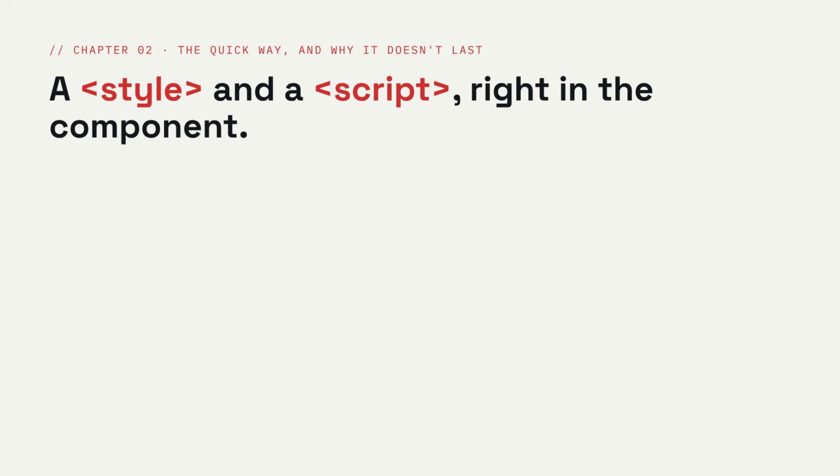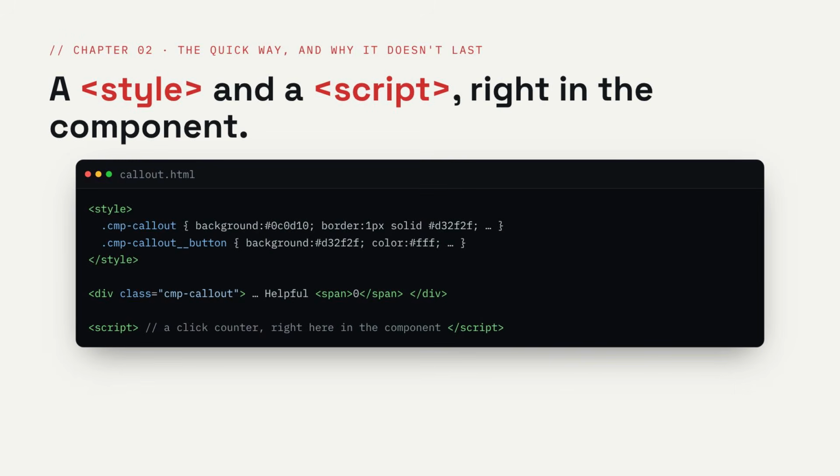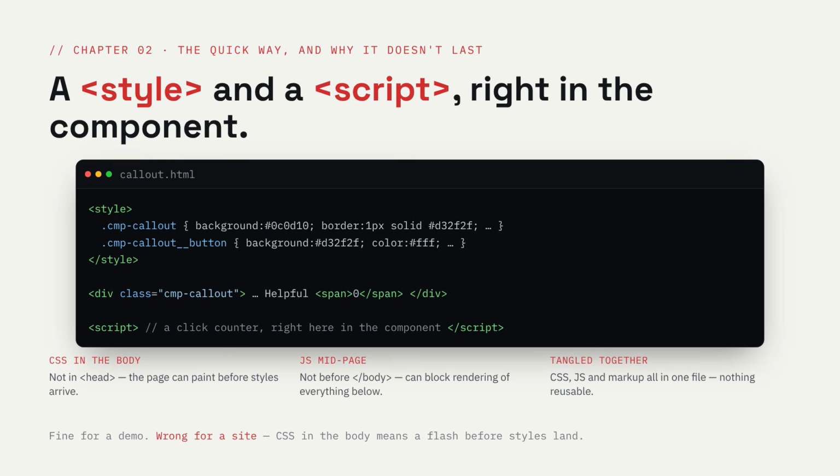Let's build something new and let's start the wrong way on purpose. A component I'll call the callout, a titled box with a message and a button. Static content, no dialog this time. The text is written straight into the component and I'll give it a style tag and a script tag. Right there in the HTML. It will look great and the button will work. The button works, the styling is fine.